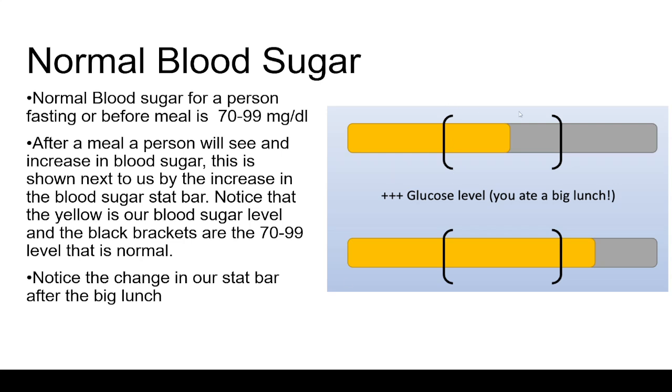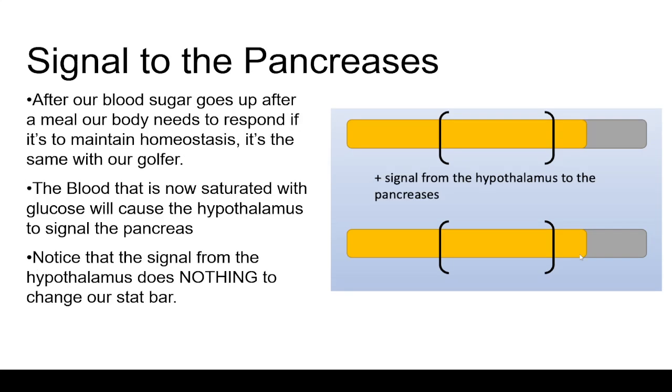So here you see these little brackets. This is the normal blood range, and that's 70 to 99 milligrams per deciliter for a normal person. Well, you go out and you eat yourself a big lunch and your blood sugar goes up. That's normal. You can see it's gone out of the normal range. But that's okay because you ate, so your blood sugar went up. Your body needs to deal with this process.